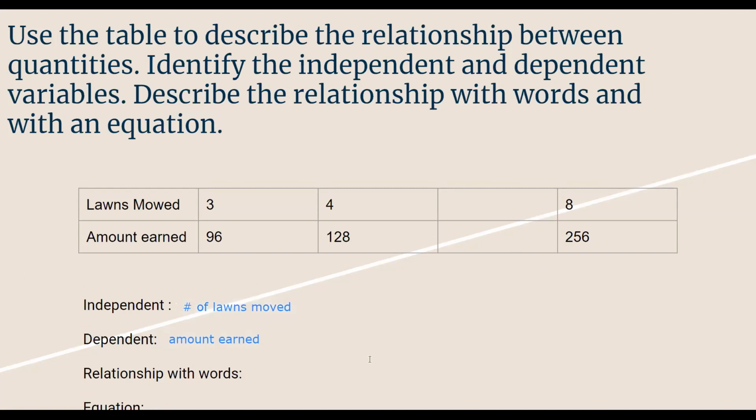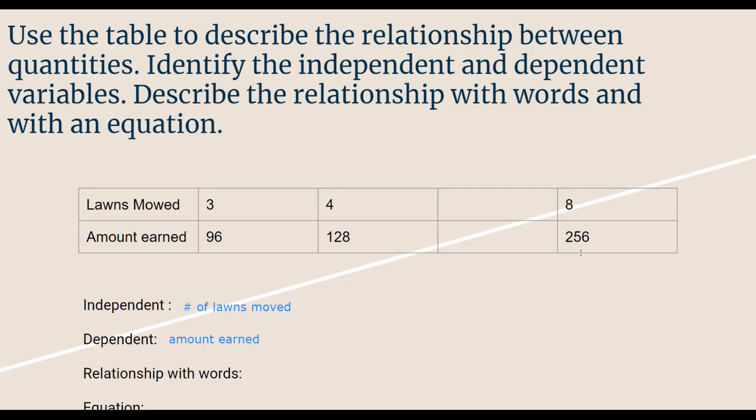Okay. So in order to find the relationship, I need to first figure out what that is. Again, if you subtract, 96 minus 3 is... sorry, I said the answer. 96 minus 3 is 93. 128 minus 4 is 124. 256 minus 8 would give you 248. So none of those are the same, which means my relationship is not subtraction.